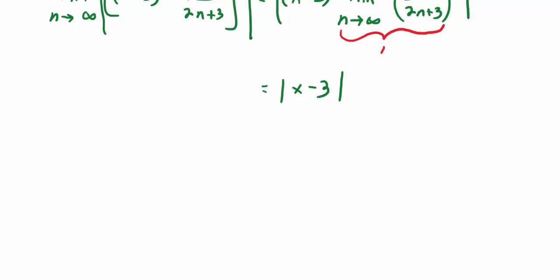x minus 3, that's not a set value, is it? It depends on x. So whether or not the related series converges depends on whether the absolute value of x minus 3 is less than what number, according to the ratio test? 1.